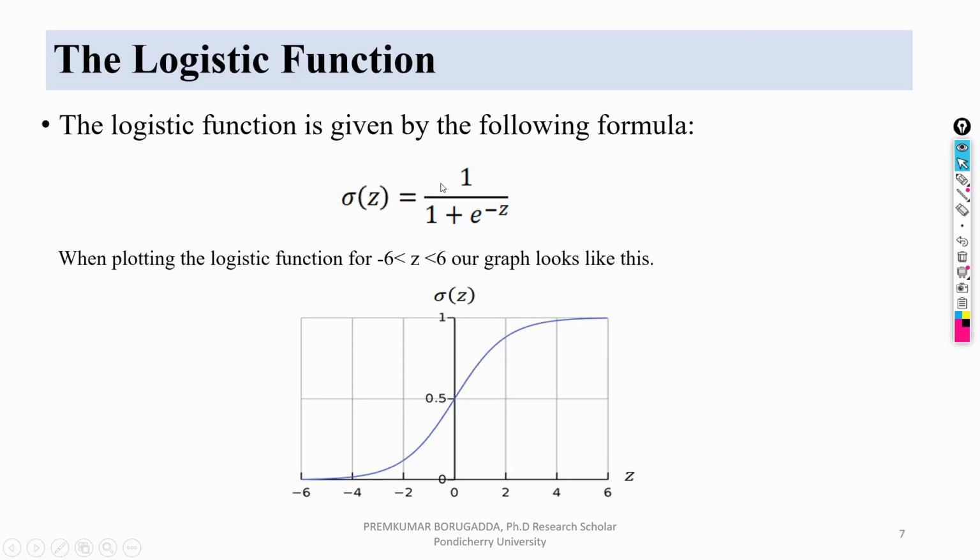So the logistic function is given by the following formula: 1 by 1 plus e to the power minus z. When we plot the logistic function between the range minus 6 to plus 6, the graph will look like this. So this is our decision boundary. This 0.5 is called the decision boundary. It means a probability above 0.5 belongs to class 1, and a probability less than 0.5 belongs to class 0.